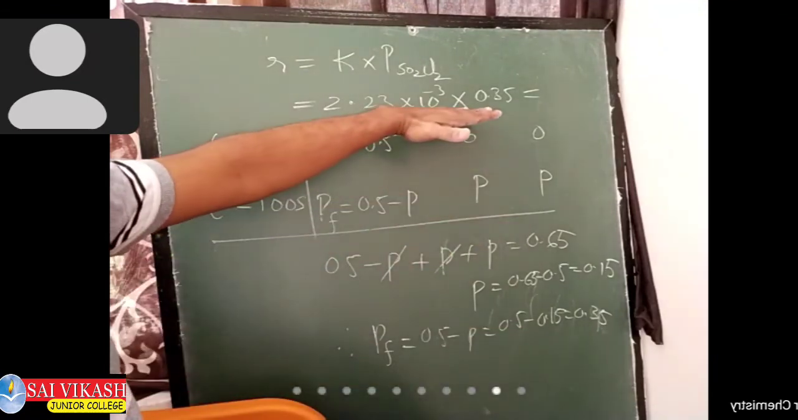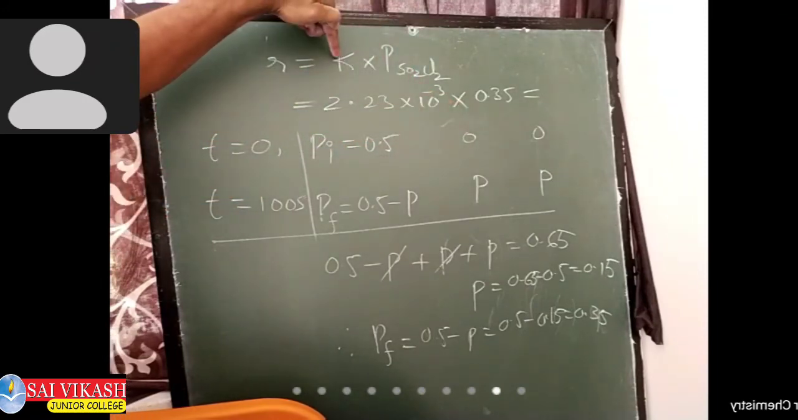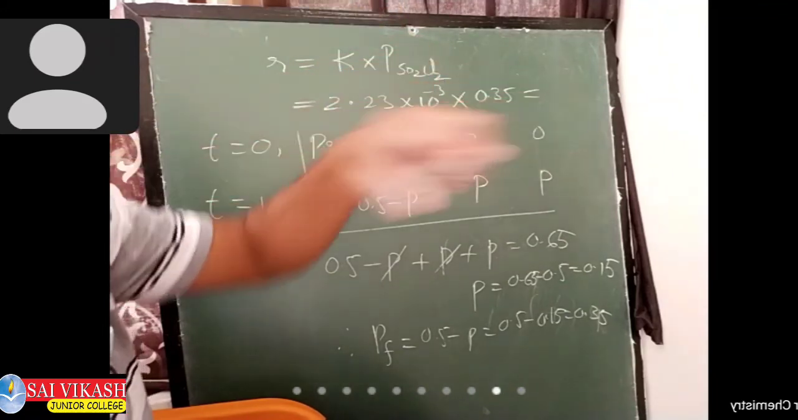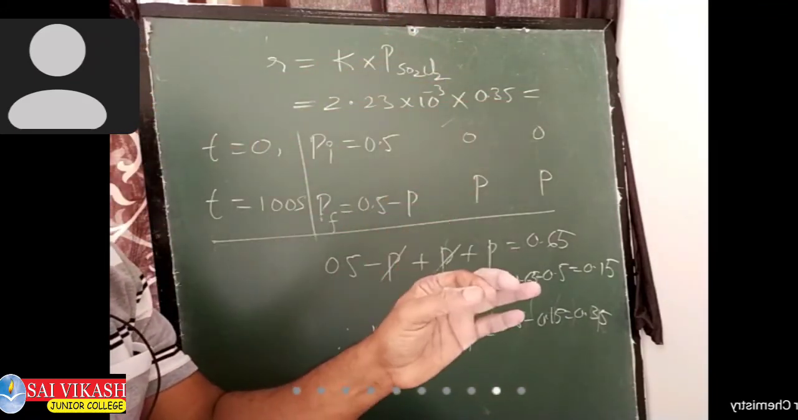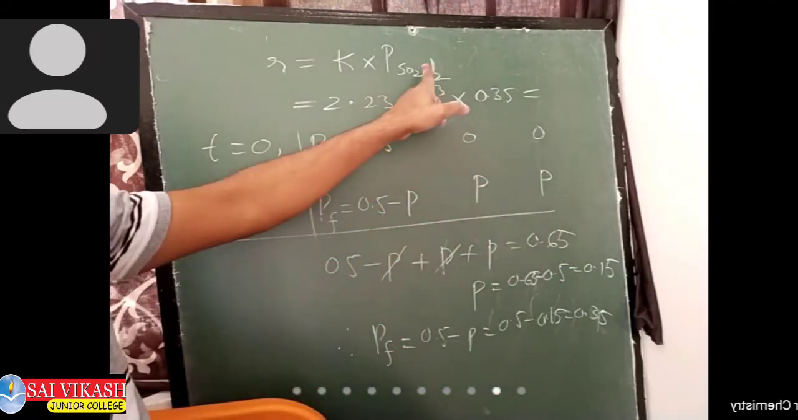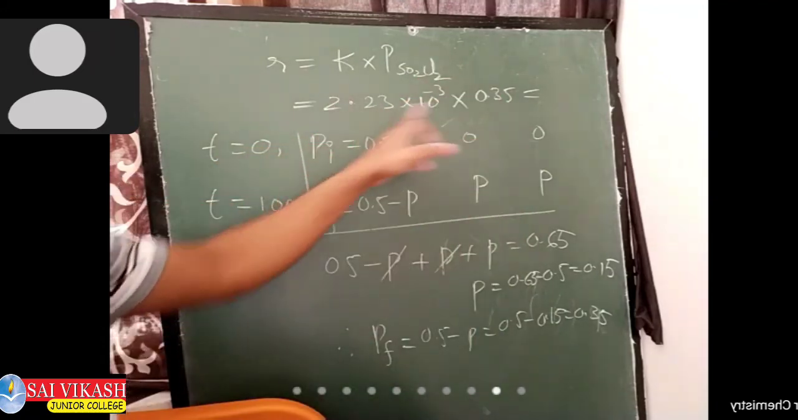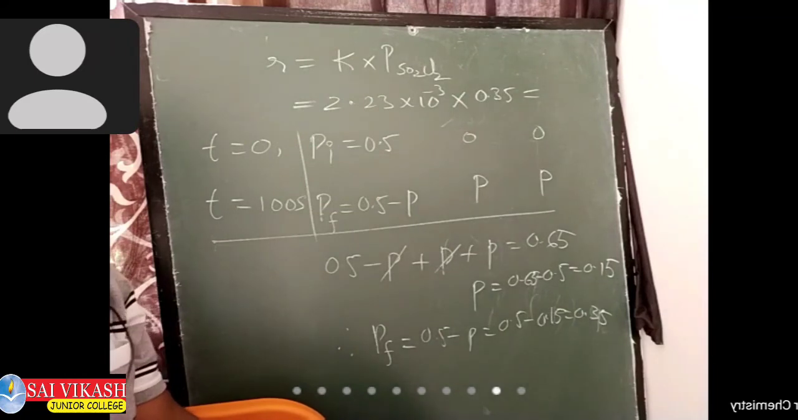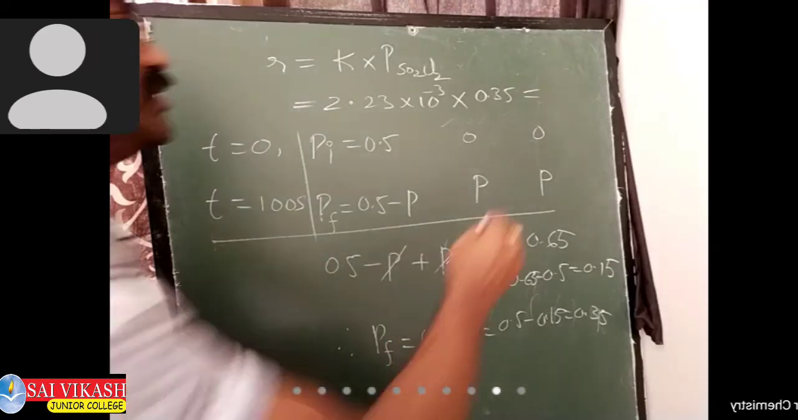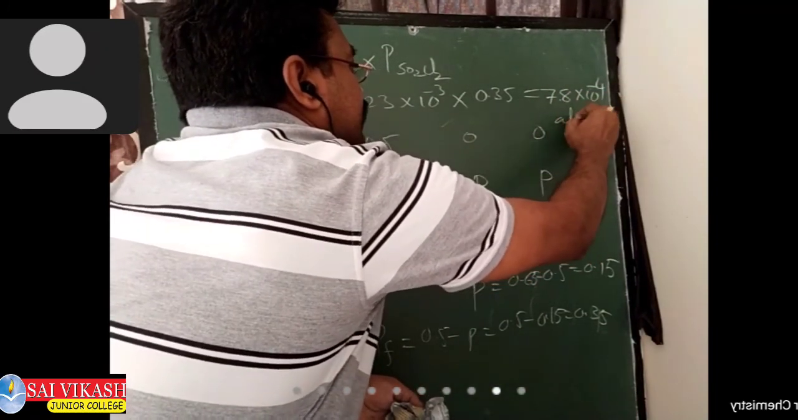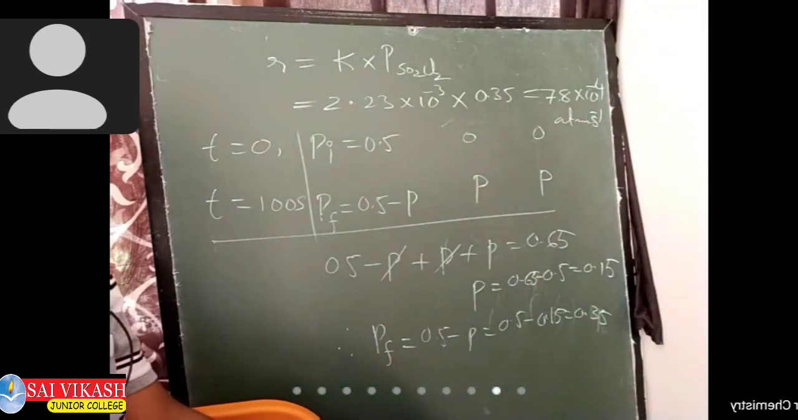Now what will the unit be? This unit is per second and this unit is atmosphere. So you will get the rate in atmosphere per second. Rate we can express in mole per liter per second, but here, since it is pressure, you will get the answer in atmosphere per second. So how much will the answer be? 7.8 into 10 power minus 4 atmosphere per second is your answer. This is the explanation.